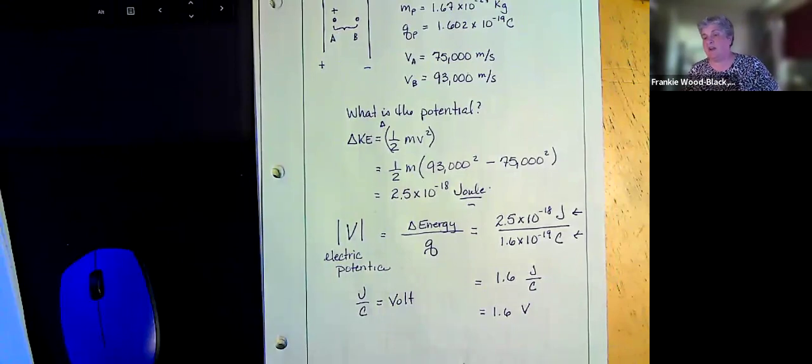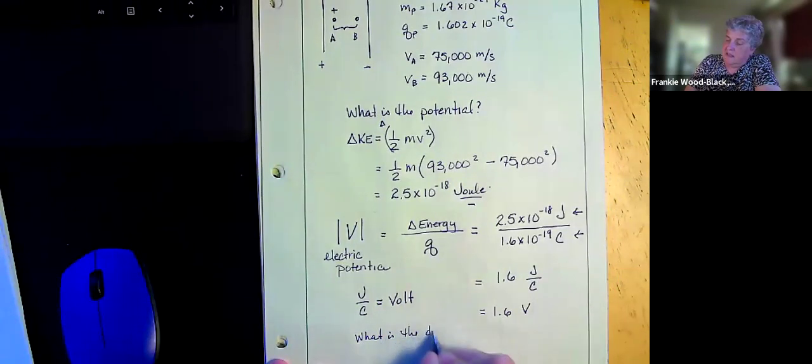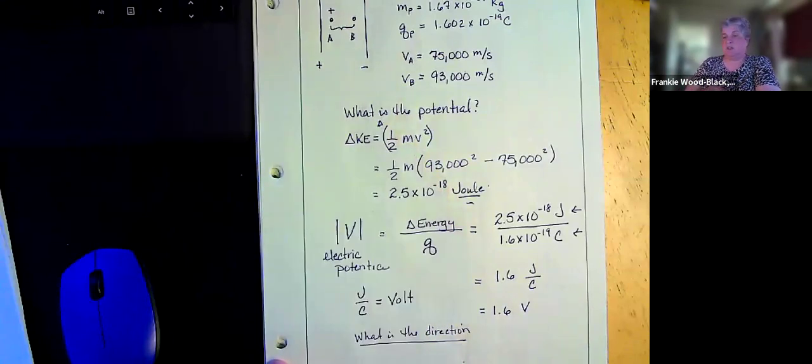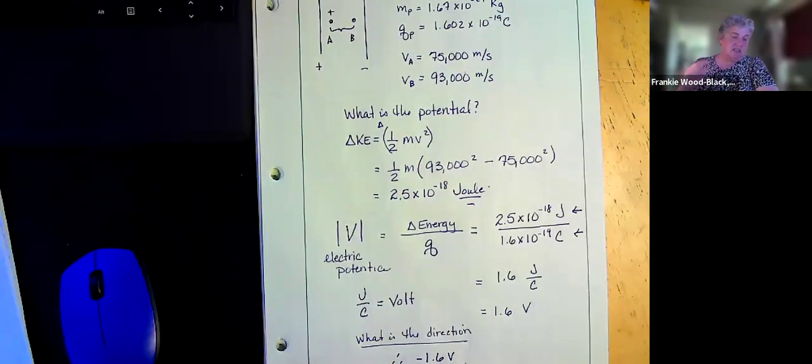Now, we have to decide what's the direction. This is what's going to be different in our electrical systems than in our other systems. But in this case, we've got it moving in the same direction, so we're going to end up with a negative 1.6 volts. I encourage you to go and play with your scenarios on that lab so that you can actually see this kind of a thing.